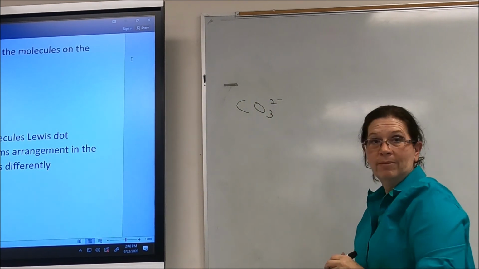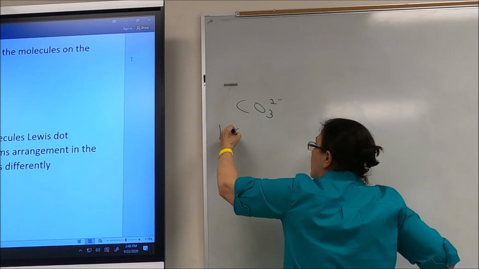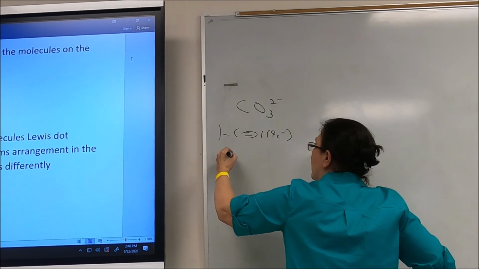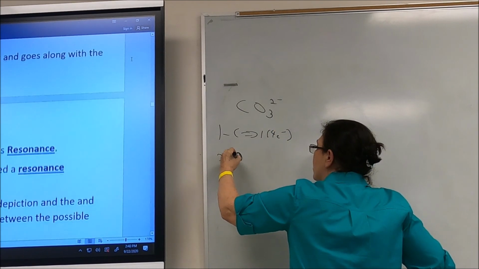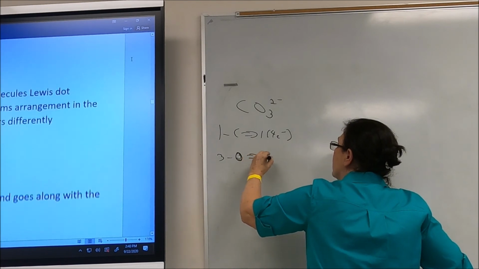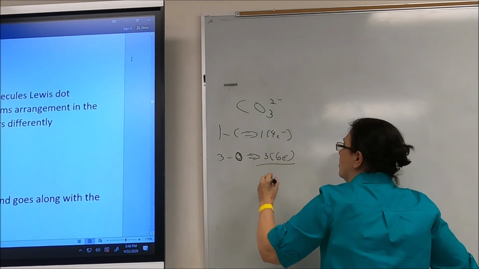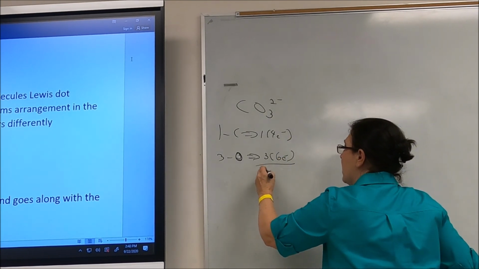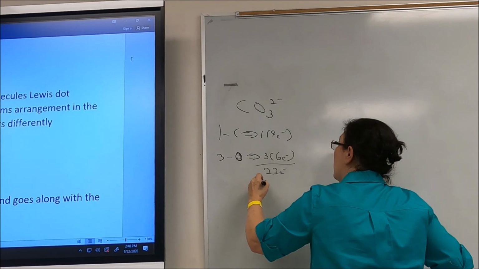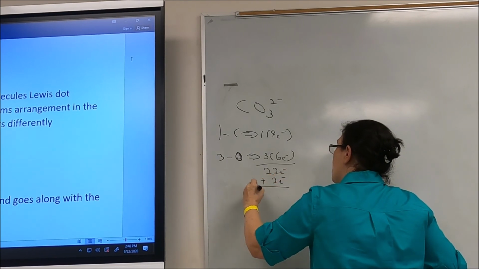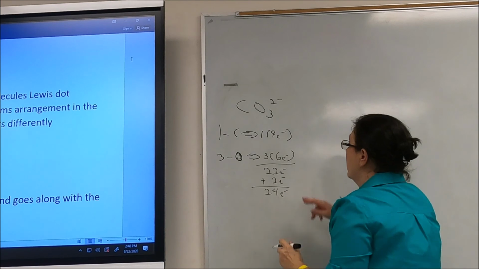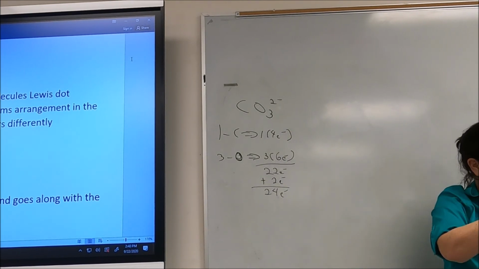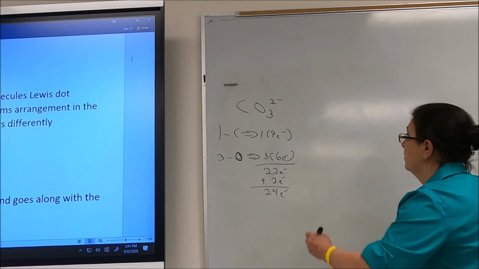CO3 2 minus. Okay? I've got 1 carbon at 4 electrons. I've got 3 oxygens at 6. So 3 times 6 is 18 plus 4, that's 22 electrons. And I'm going to add 2 more electrons to bring it to 24 electrons because it's got a 2 minus charge. That tells us we've got 2 extra electrons for the molecule.